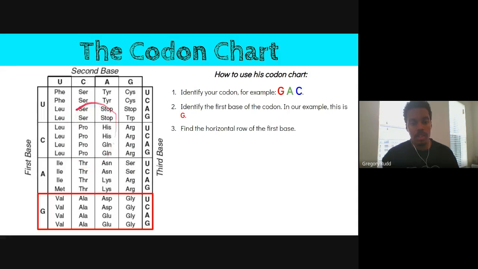Okay, I can ignore this stuff. I'm only focused on what's in this row now because G is my first letter. My second letter, of course, is A. So now I should be looking at the top of my chart, second base. My second letter is not U, it's not C, it's A. So I need to be looking in this column here.